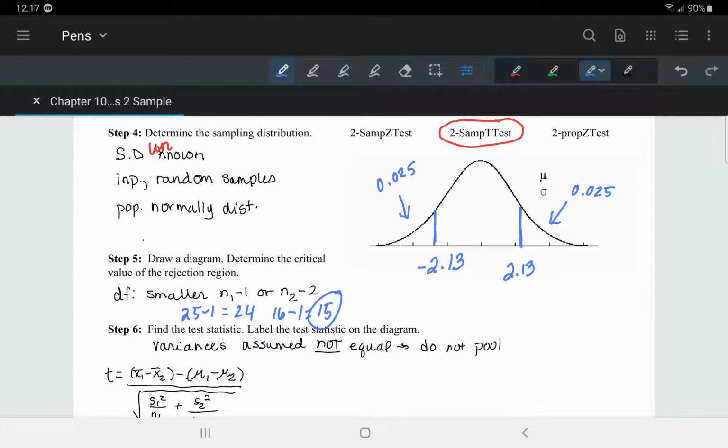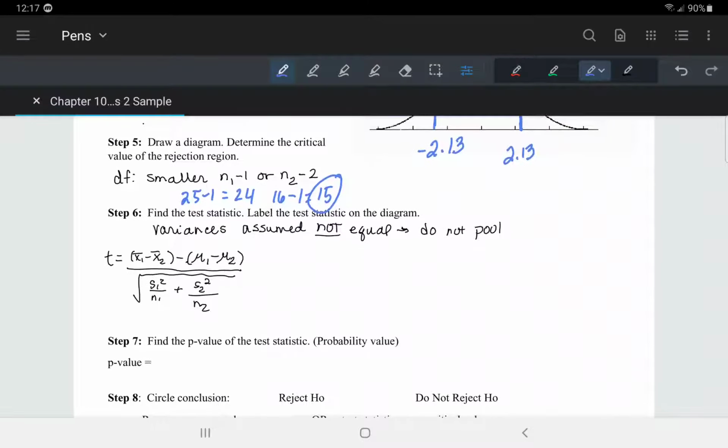Now from there we can determine what the test statistic is. If this test statistic falls in the rejection region, we'll reject H sub 0, and if it's outside of that, we will not reject H sub 0. Okay, so let's fill this in. We have x bar 1, which is given as 5, and then x bar 2 is given as 4.7.